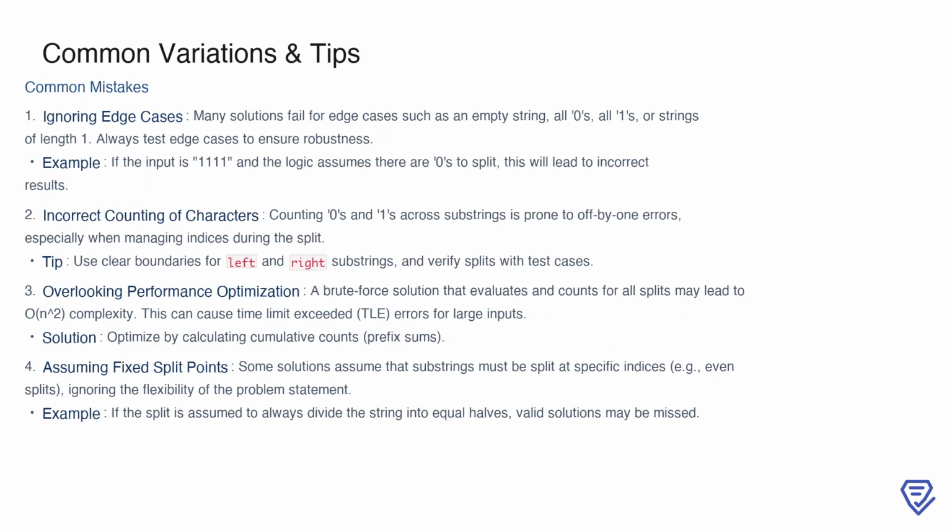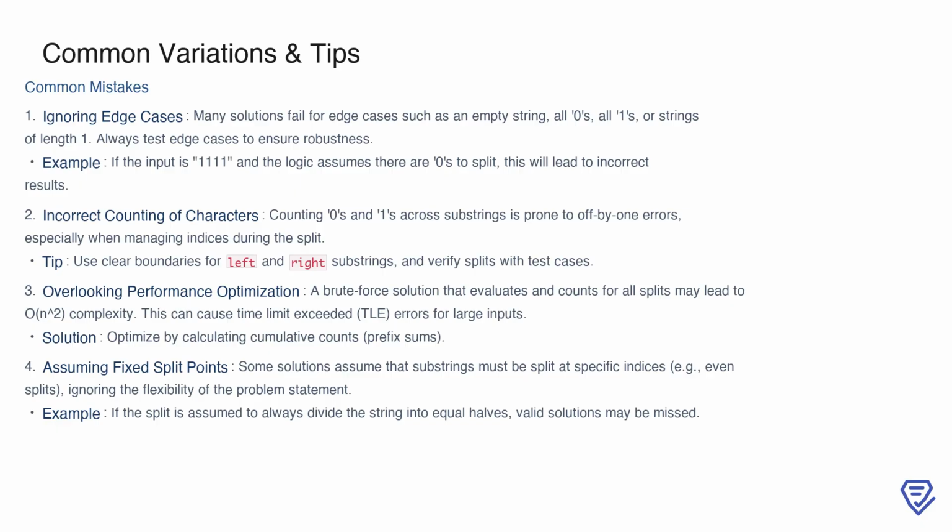When tackling this problem, it's important to be aware of common mistakes that can lead to incorrect or inefficient solutions. One such mistake is ignoring edge cases. For example, consider a string that is entirely made up of ones or zeros, or even an empty string. These scenarios can easily slip through if your solution assumes the existence of both zeros and ones.